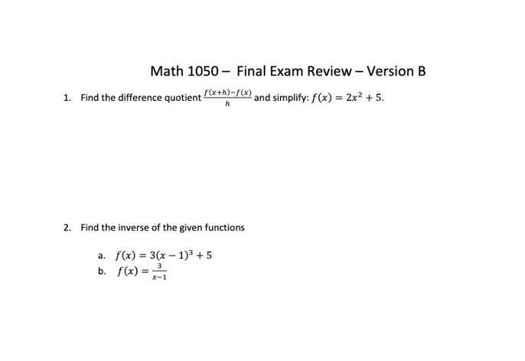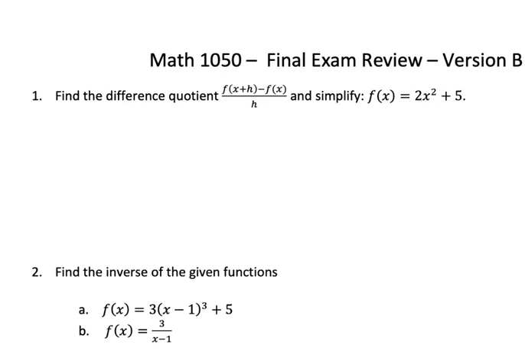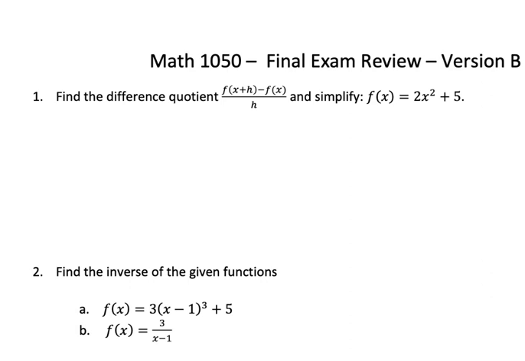All right, these are the solutions for version B. We're going to find f of x plus h first. So take the function, replace x with an empty parenthesis. So 2 times parenthesis squared plus 5. The input is x plus h into the parenthesis.